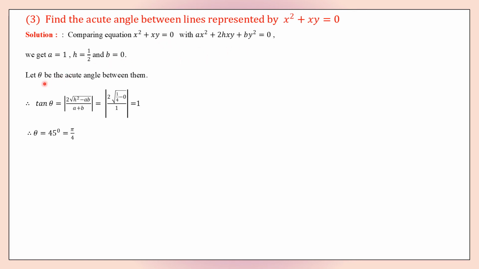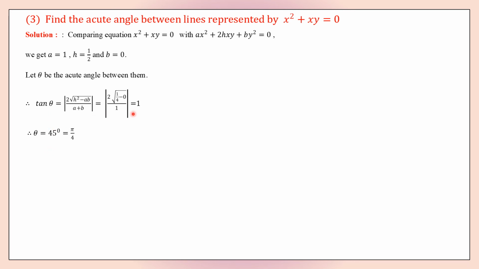Let theta be the acute angle between them, then tan theta equals the mod of 2 root of h square minus ab divided by a plus b, equal to the mod of 2 root of h square, that is (1 by 2) square is 1 by 4, minus a into b, that is 1 into 0 is 0, divided by a plus b, that is 1 plus 0 equals 1. Here root of 1 by 4 is the square of 1 by 2. Then 2 into 1 by 2, the 2s cancel, we get 1. That is tan theta equals 1. Therefore, theta equals 45.